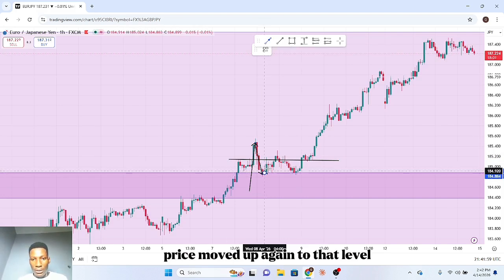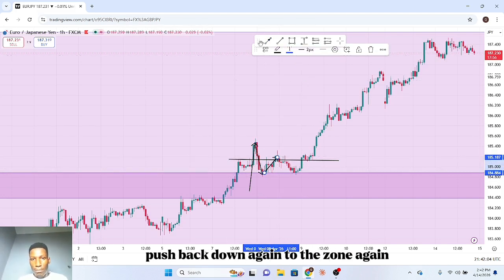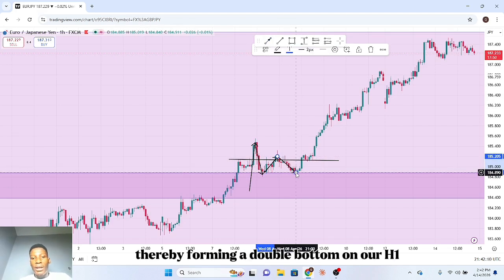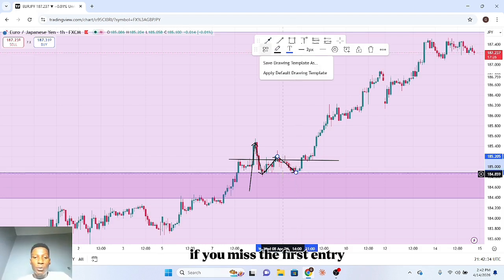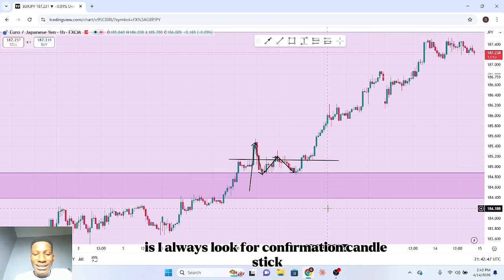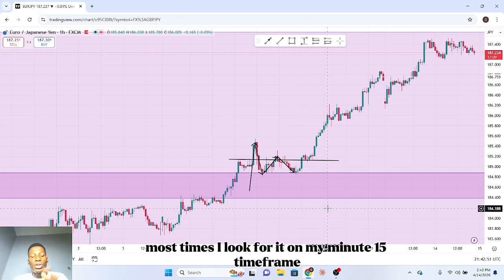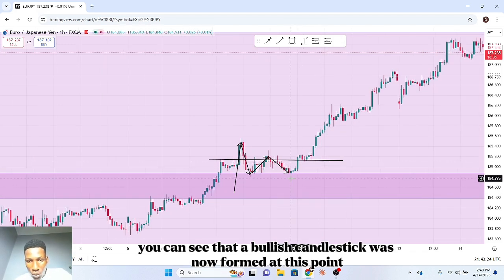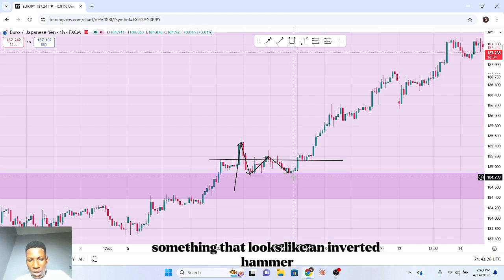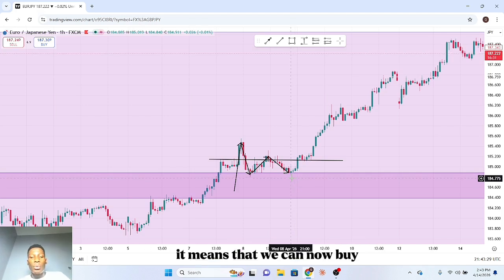Price moved up again to that level, pushed back down again to the zone, thereby forming a double bottom on our H1, giving another confluence. If you miss the first entry, you can now take another entry. What I always do before taking any trade is I always look for a confirmation candlestick. Most times I look for it on my 15 minute time frame. It gives me confirmation that buyers are now in the market. You can see that a bullish candlestick was now formed at this point, something that looks like an inverted hammer. It means that we can now buy.